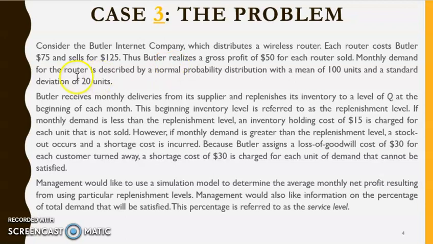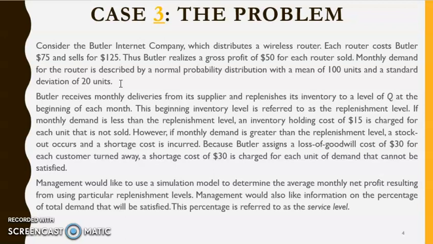Monthly demand for the router is described by a normal probability distribution with a mean of 100 units and a standard deviation of 20 units. Of course, you have no problem in generating this type of random numbers. It is normal, and you have the mean and standard deviation. So very easily for each period you can generate the random number that is in fact the demand for that period.